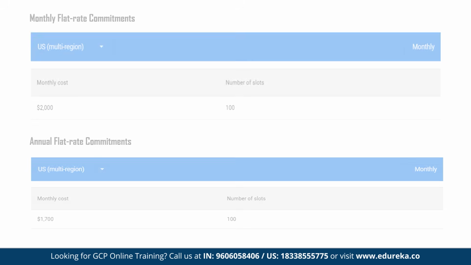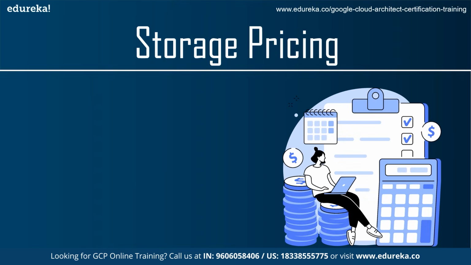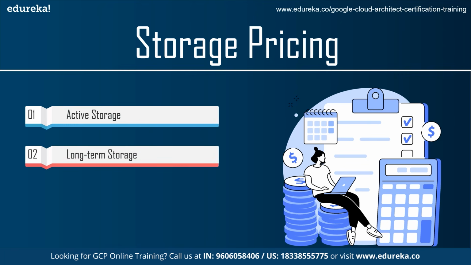Okay. Let's now move on to the second major pricing category, that is storage pricing. Storage pricing is the cost to store data that you load into BigQuery. You pay for active storage and long-term storage. Active storage includes any table or table partition that has been modified in the last 90 days. And long-term storage includes any table or table partition that has not been modified for 90 consecutive days. The price for storage for that table automatically drops by approximately 50%. There is no difference in performance, durability, or availability between active and long-term storage.